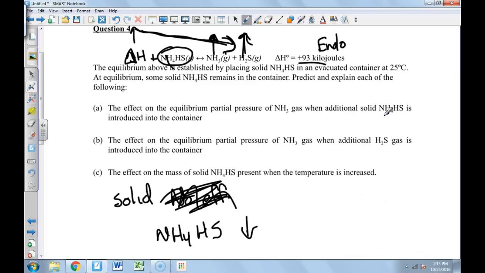So when we add solid, that doesn't affect the partial pressure, but that doesn't mean that the amount of solid can't be affected. Okay, so that's the question 4 answer. Hope that helps.